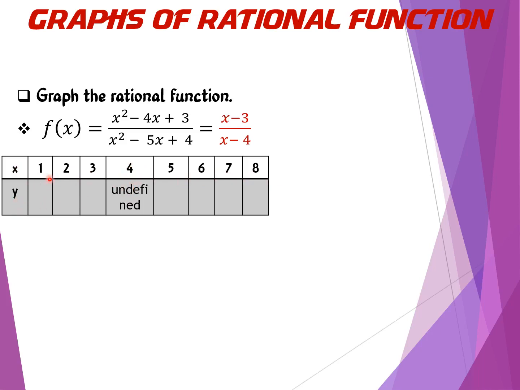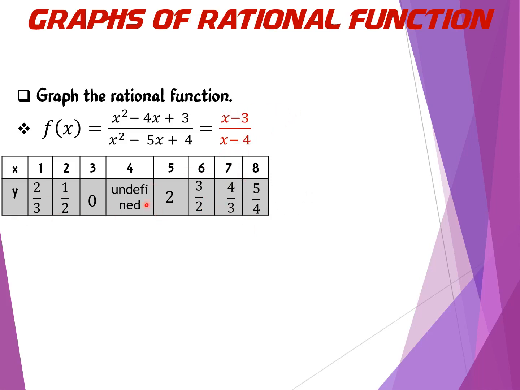Substitute 1 here: 1 minus 3, divided by 1 minus 4, that will give you 2/3. And then for 2, you have 2 minus 3 divided by 2 minus 4, that will give you positive 1/2. If it is 3, we know that this is already your x-intercept, so you will have (3, 0). And then there is your vertical asymptote, x is equal to 4. For 5, you will have 5 minus 3 over 5 minus 4, that will give you 2. If x is 6, you will have 6 minus 3 divided by 6 minus 4, so you will have 3 over 2. For 7, you will have 4/3. And if x is equal to 8, you will have 5 over 4.